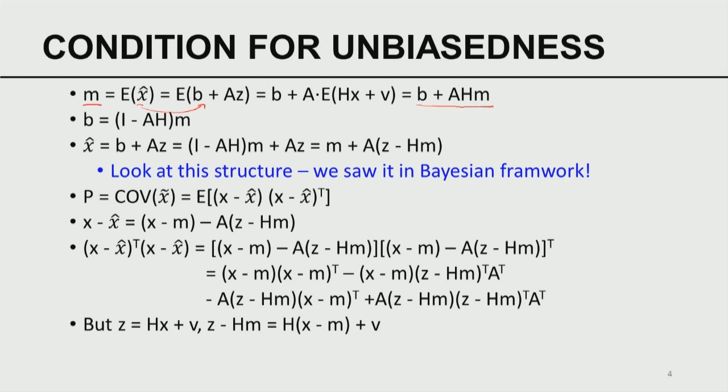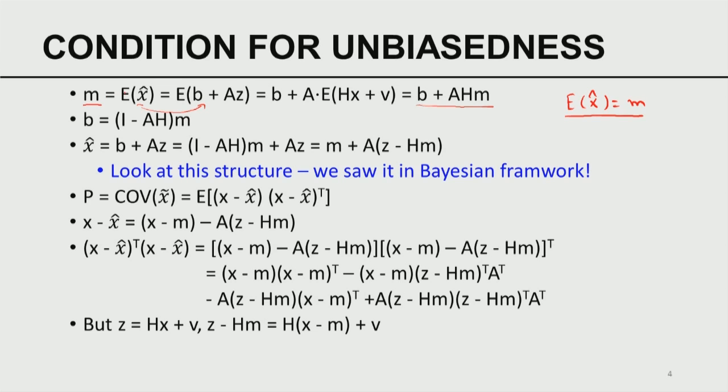So this is where the unbiasedness comes in. What is the unbiasedness condition? E of x hat is equal to m. M is the unknown I am trying to estimate. M is the mean. We are going to estimate; x hat is the estimator. So unbiasedness essentially requires E of x hat is equal to m.